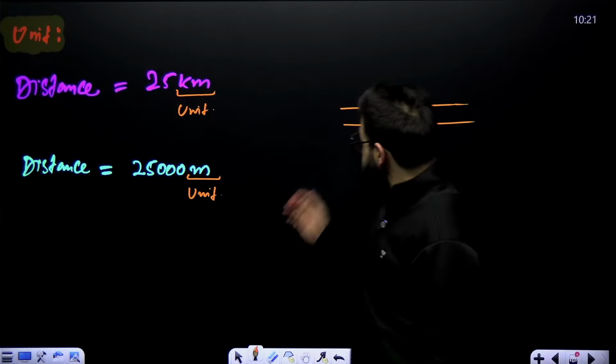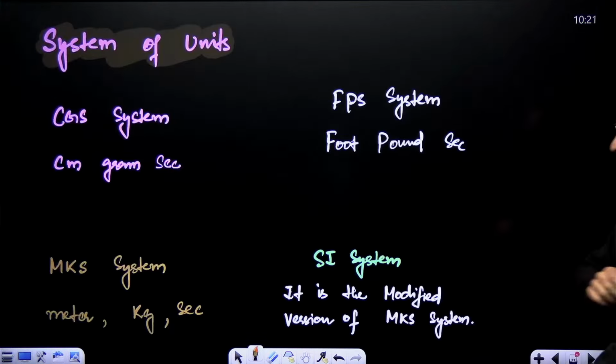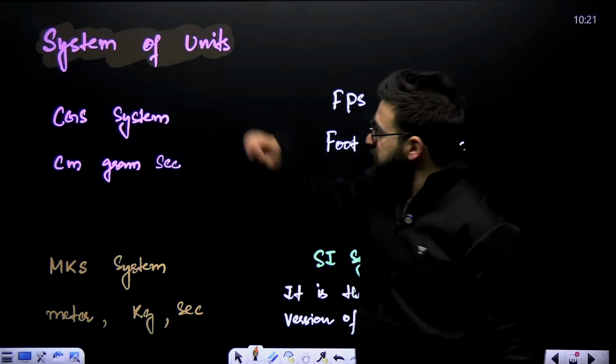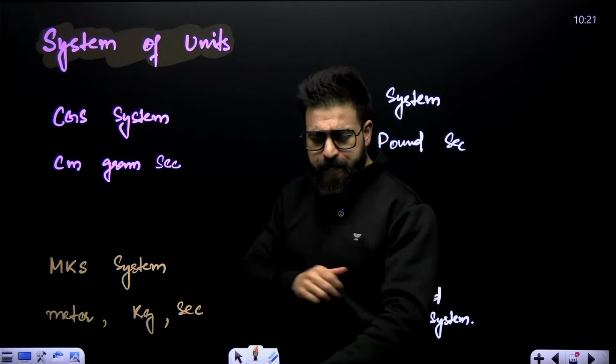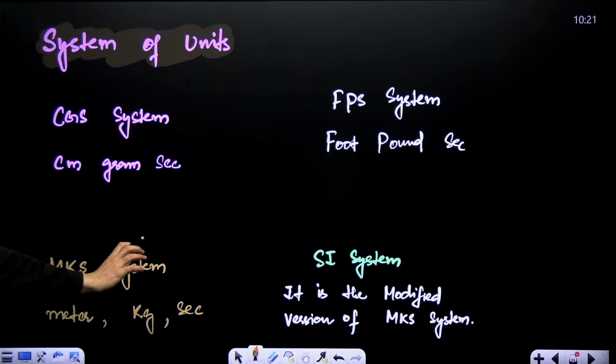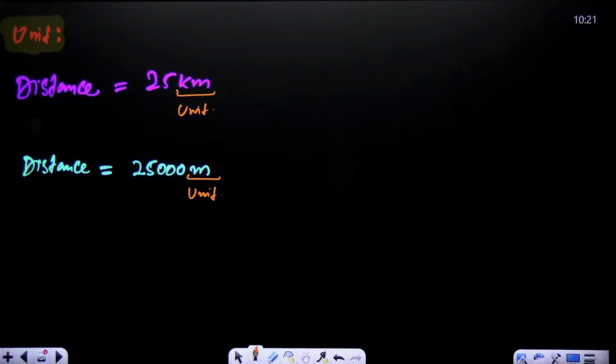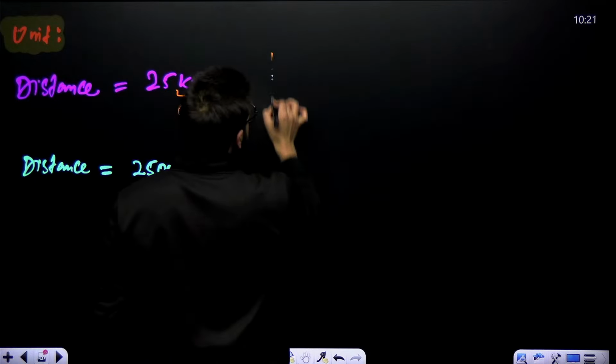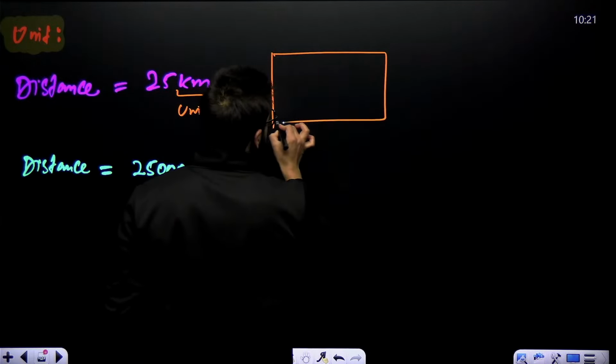Now my dear friends, listen to me very carefully. What we are going to understand is the system of units. What does system of units actually mean? See, let's suppose there is a country. This is a country, a particular place.